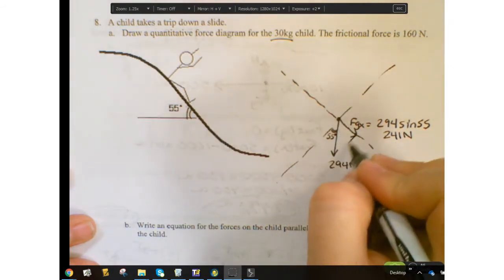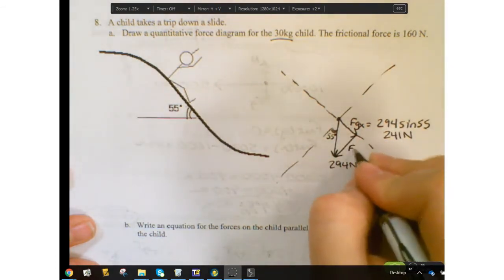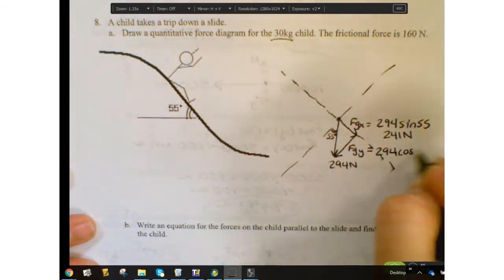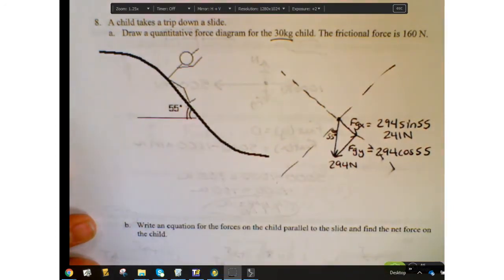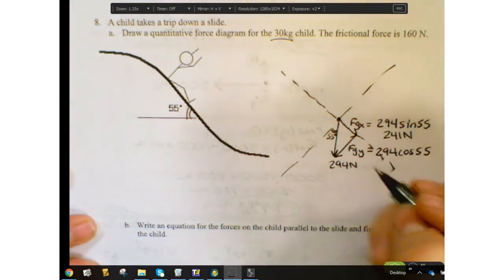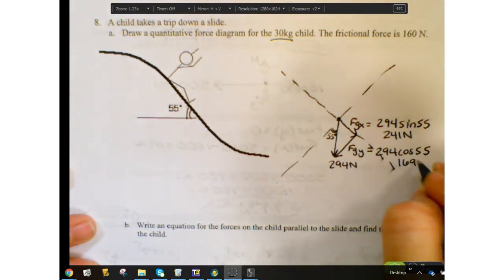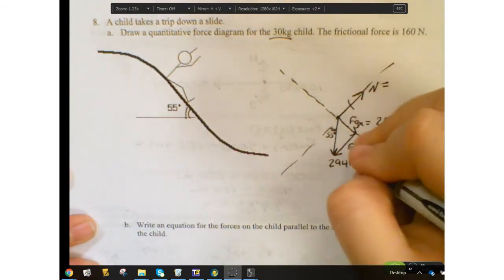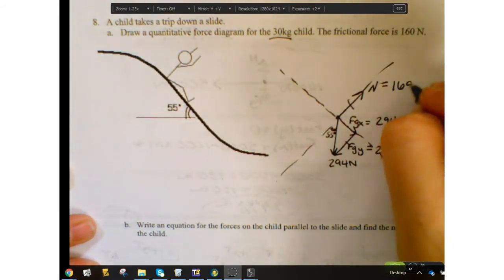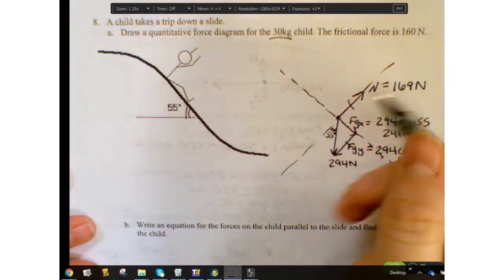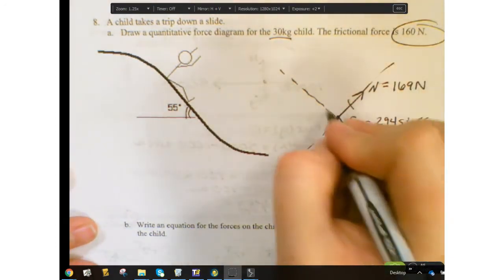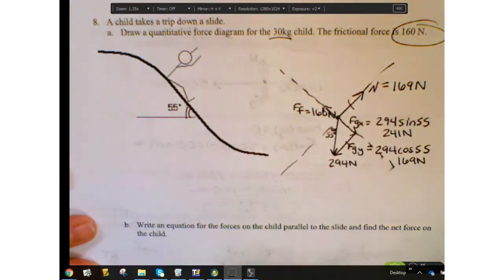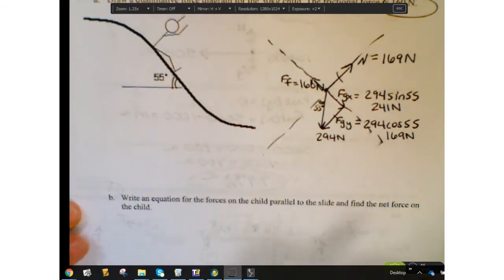My FGY is going to equal 294 times the cosine of 55, or 169 newtons. My normal force then is also going to be balanced with FGY, so this is going to be 169 newtons. And finally, it tells me I have a force of friction here, which is 160 newtons. So there's my quantitative free body diagram.